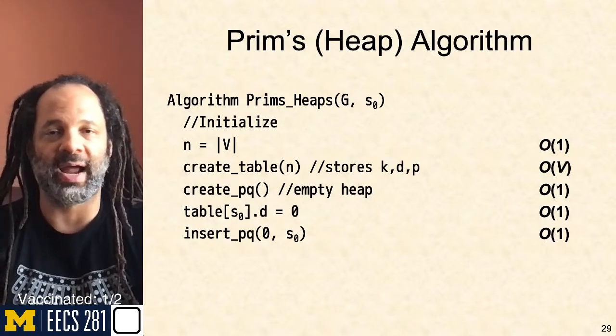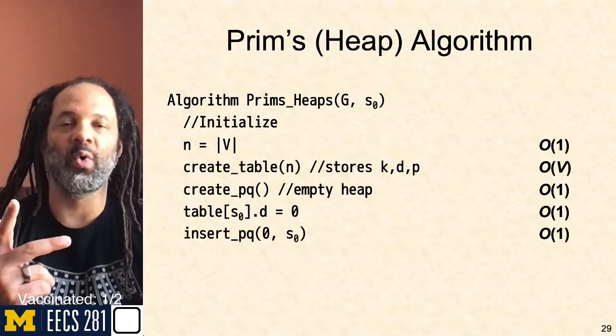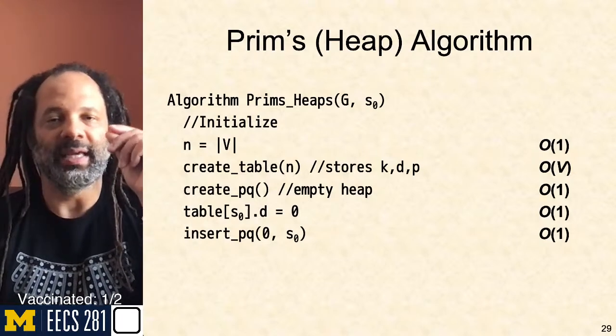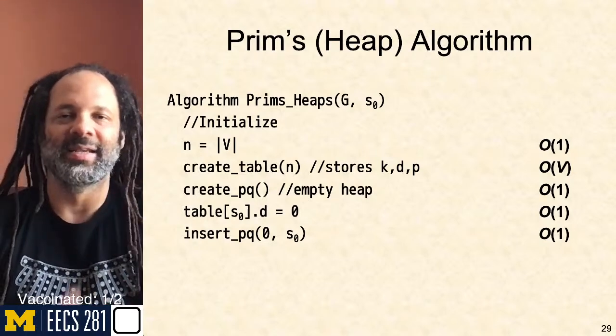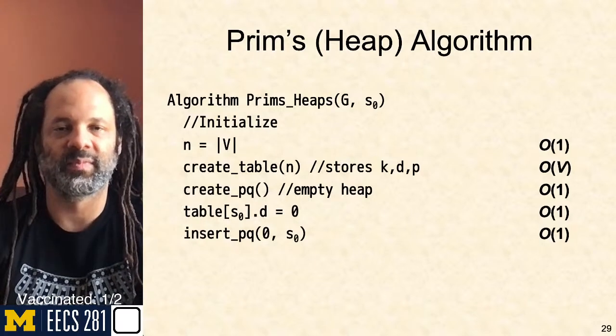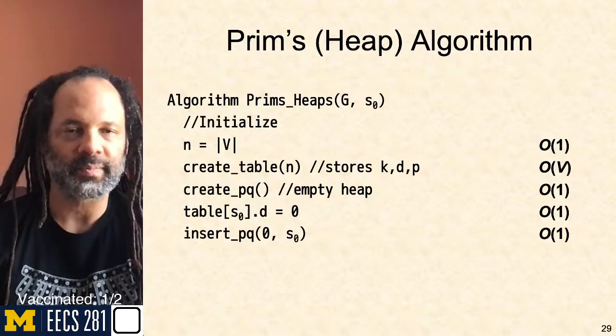But in a sparse graph, the linear search version at V squared is slower than the heap version, which is E log E, or in that case, V log V, because we're sparse and E is approximately V. So that's how we can make our distinction between the two of them.